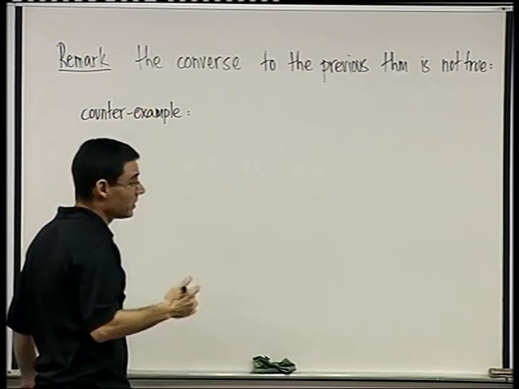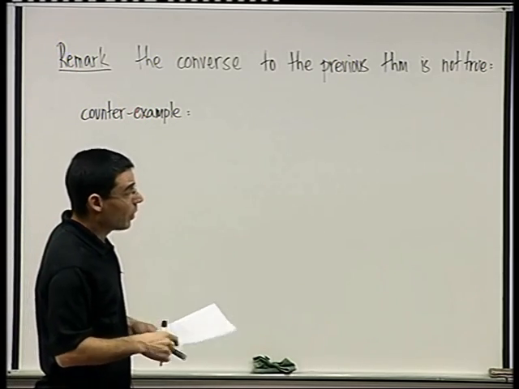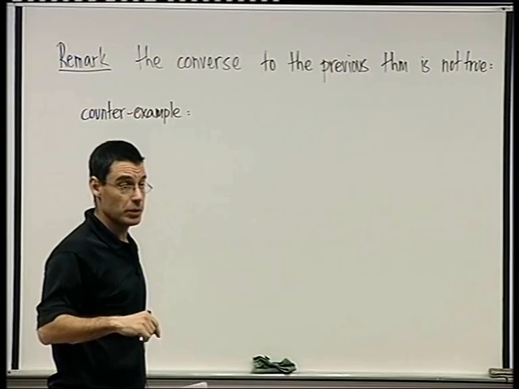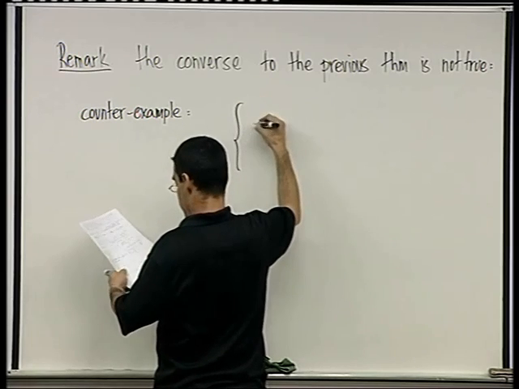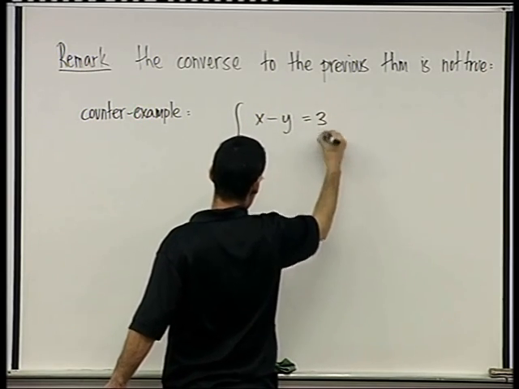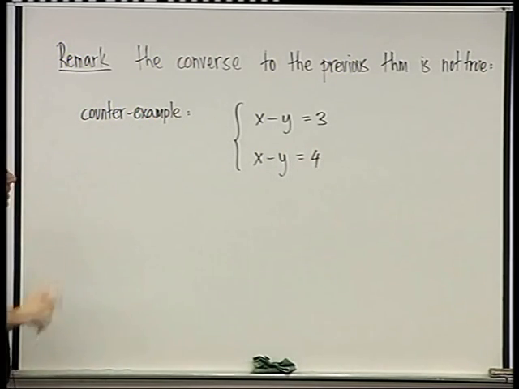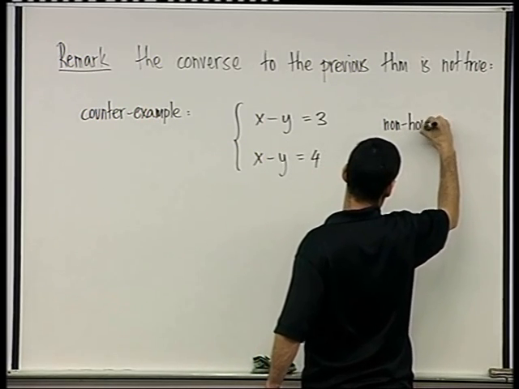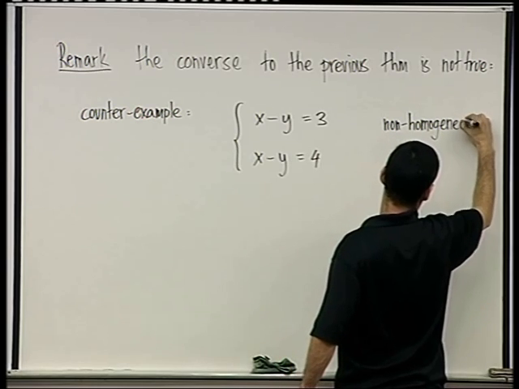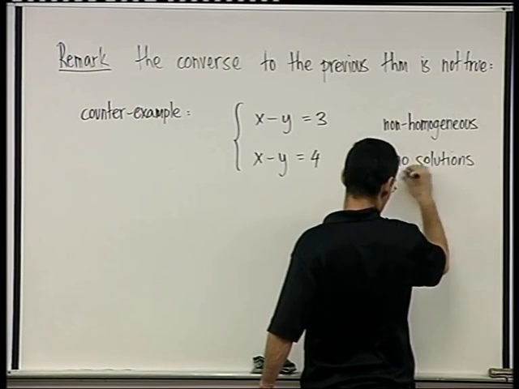So what do I want? I want a system where the homogeneous one has, for example, infinitely many solutions, but the non-homogeneous doesn't. Okay, so here it is. Take the system x minus y equals 3 and x minus y equals 4. This is a non-homogeneous system. How many solutions does it have? 0. No solutions, right? These two equations contradict.